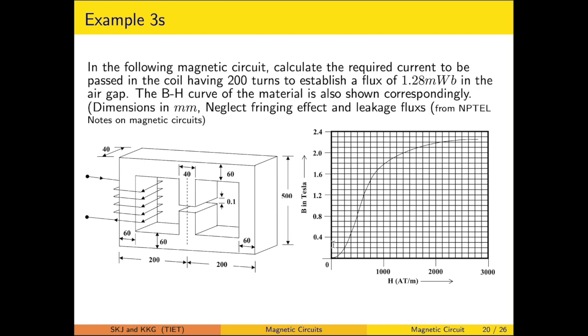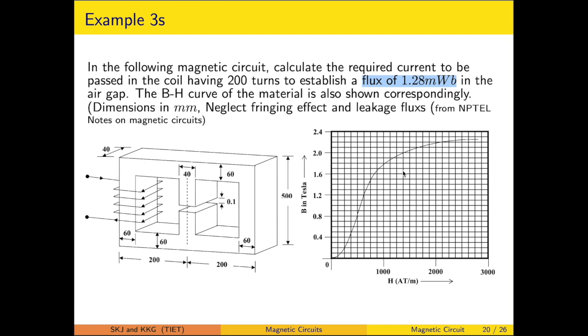Now this is a typical example which has been taken. Here, instead of specifying mu r, the air gap flux is specified, and mu r is not specified. We are also not supposed to make the assumption that the reluctance offered by the core is neglected. Here that has to be counted. But to facilitate this, we will make use of this particular BH curve.